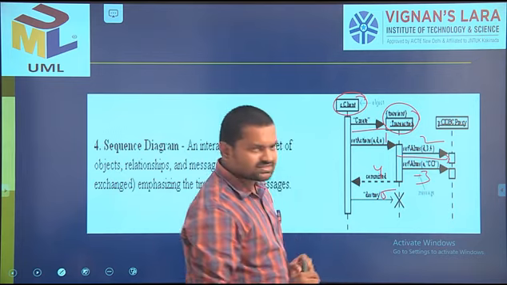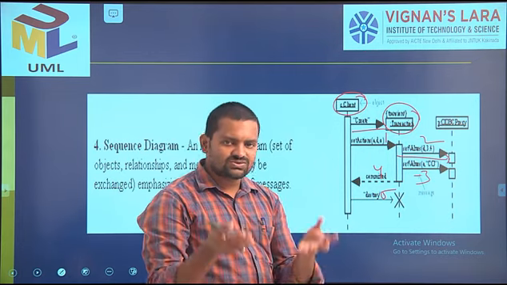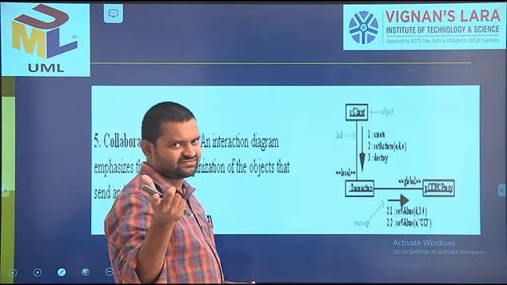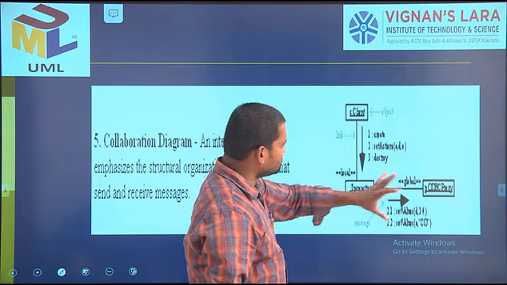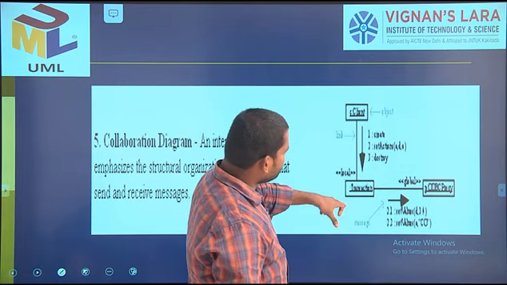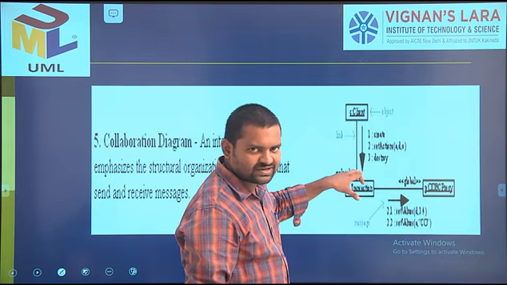1, 2, 3, 4, 5, 6 links. I think 6 links are available. The collaboration diagrams have the same representation, but the structure is different. See how many objects? 3 objects. Links from where to where, the structure will show automatically where it goes.